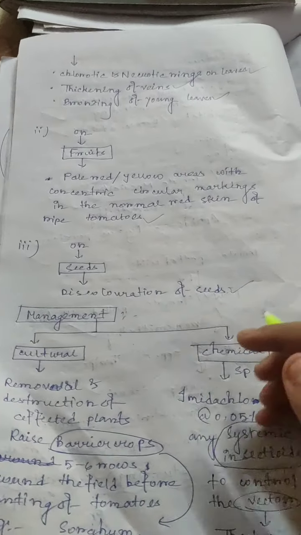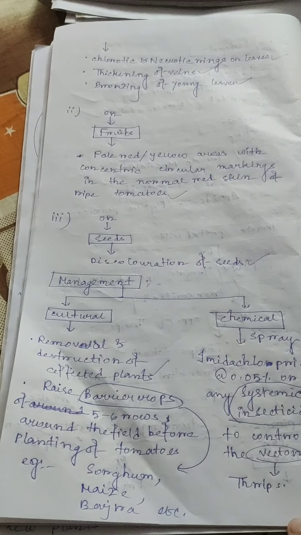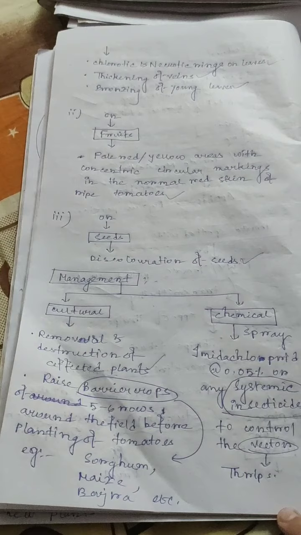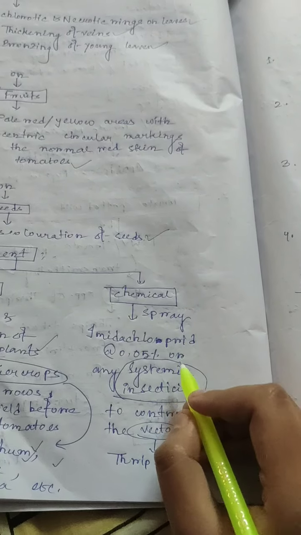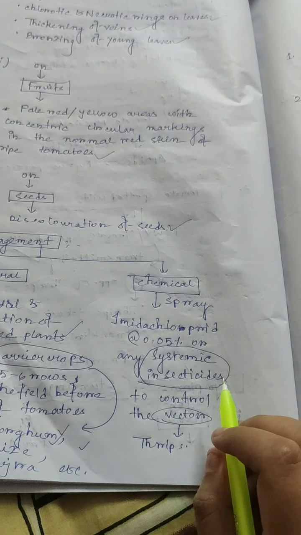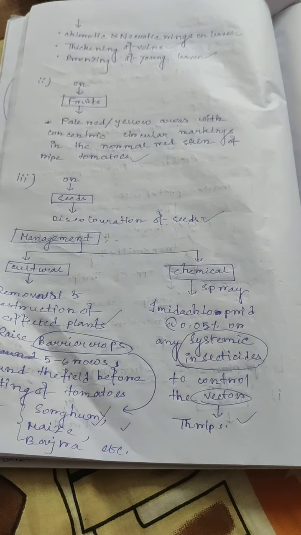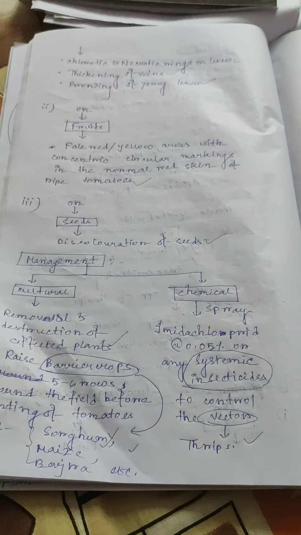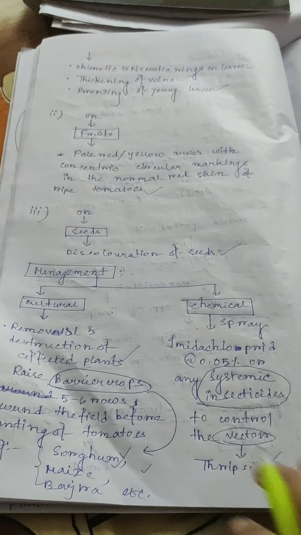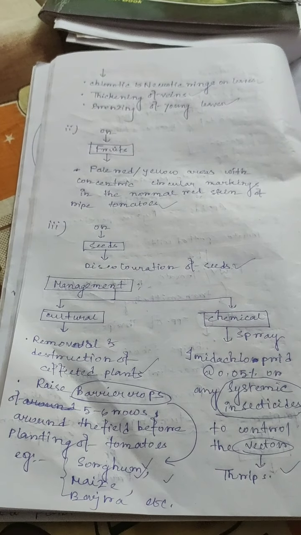Then management is cultural management: removal and destruction of affected plants. Raise barrier crops of 5 to 6 rows around the field before planting of tomatoes. Which type of barrier crops are used? Sorghum, maize and bajra. Chemical spray: imidacloprid at the rate 0.05% or any systemic insecticide to control the vector thrips. So to control the vector thrips, we use systemic insecticides like imidacloprid. And which barrier crops are used to control tomato spotted wilt virus? 5 to 6 rows of barrier crops around the field, like sorghum, maize and bajra.